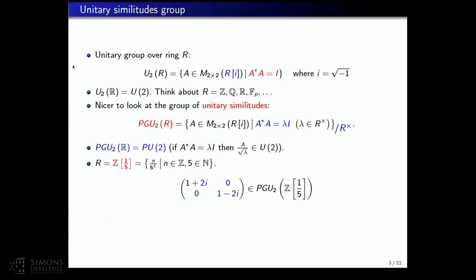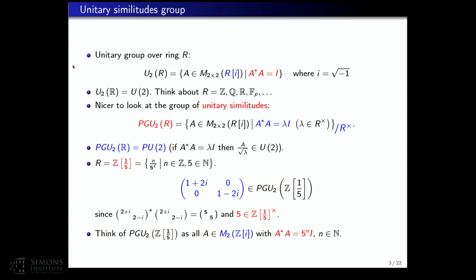And here is an example. This is a matrix, and it belongs to the unitary similitudes over this ring. Why? I take the matrix times its star, the conjugate transpose, and you can check that you get 5, 5. You get a scalar matrix, and the crucial point is that 5 is invertible in this ring.